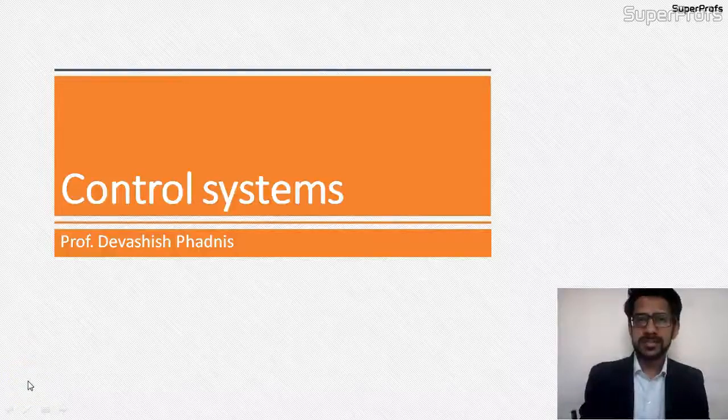Welcome students. This is the fifth session in Control Systems Engineering. In the previous session, we saw Routh criteria. In this particular session, we will be studying the root locus technique to check the stability. Let us quickly revise what we saw and what we learned in the previous session.